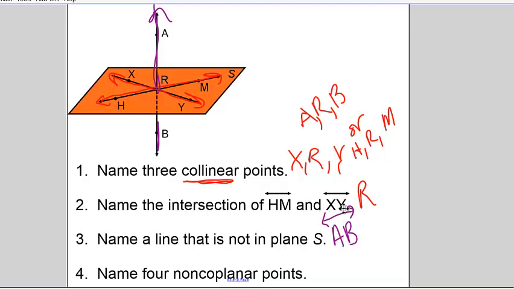And then 4 non-coplanar points. Well, I know it has to involve either A or B. So I'm going to choose A, R, M. Now we're going to learn about this a little bit later on, but if two lines intersect, those 2 lines make up a plane, even though we can't see it. So I need to choose a point that is not on line AB or line HM. So that would actually be point X.